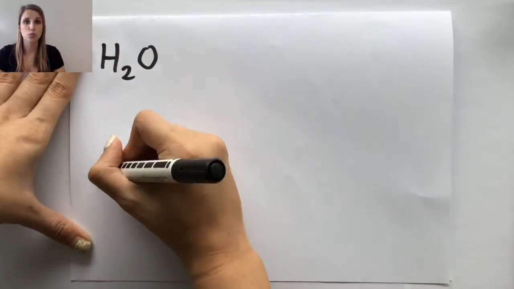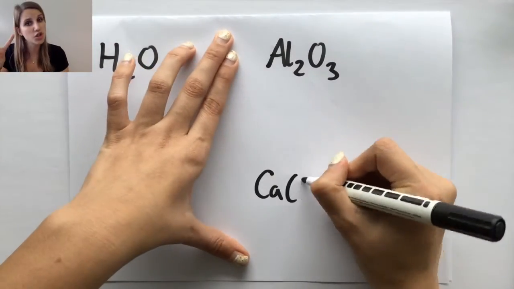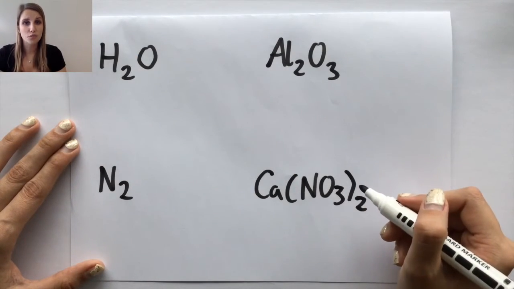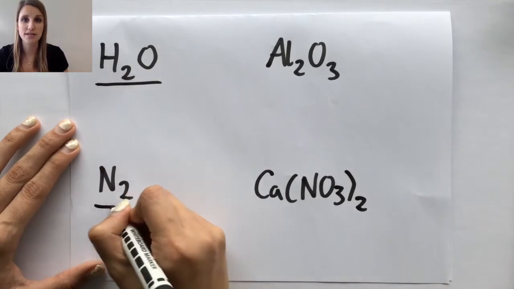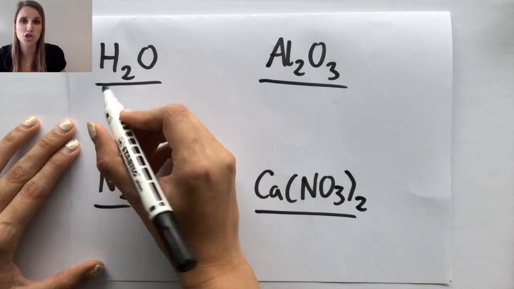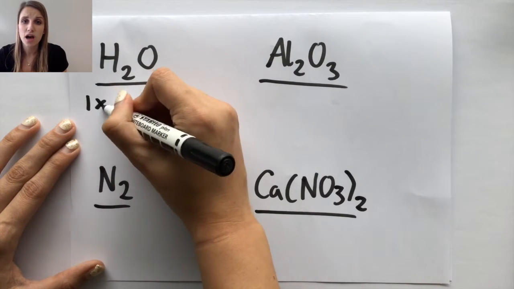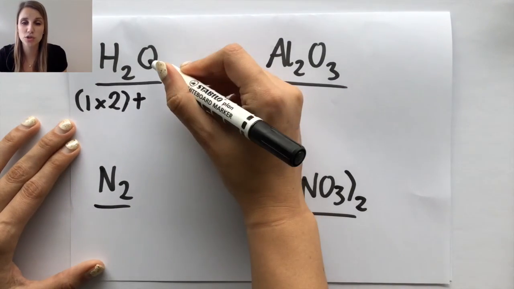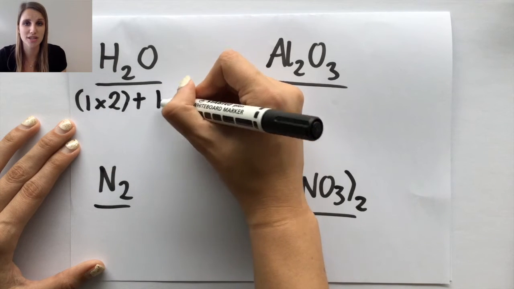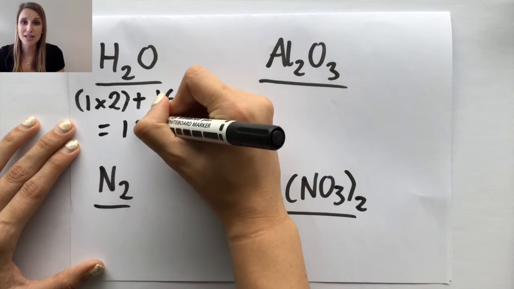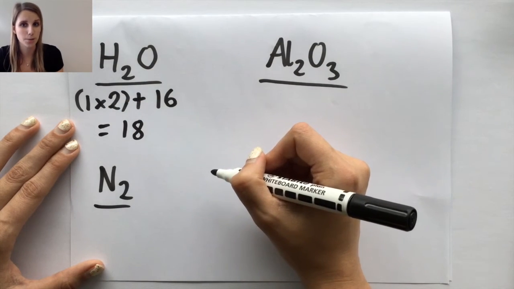Right, it's example time. Firstly, let's have a look at water, or H2O. It's made up of two elements, your hydrogen and your oxygen. Hydrogen has got a relative atomic mass of 1. That's the number at the bottom of the box. I've got 2 hydrogens, so I'm going to times it by 2. The oxygen, I've only got 1 of, and it's got a relative atomic mass of 16. That's what you'll find at the bottom of its box in the periodic table. If I add those two things together, I get H2O's relative molecular mass, which is 18.